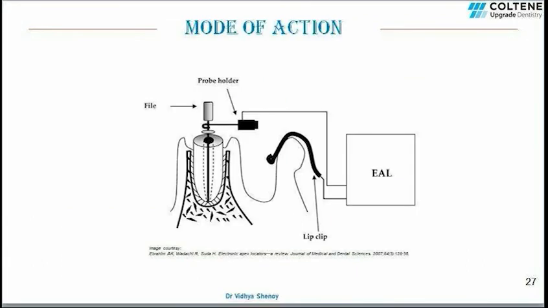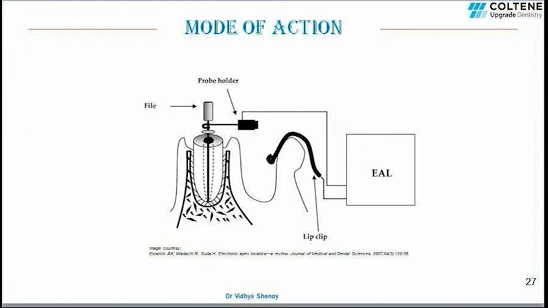So how do these electronic apex locators work? The electronic apex locators function by using the human body to complete an electrical circuit. On one side, it is attached to the oral mucosa through the lip clip, whereas on the other side, it is attached to the file. So when we place the file inside the root canal and advance apically till the tip of the file touches the periodontal ligament at the apex, the electrical circuit is completed.